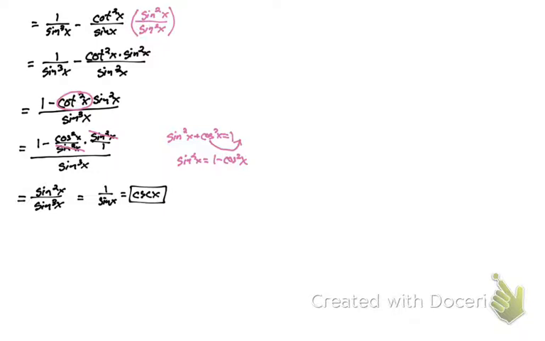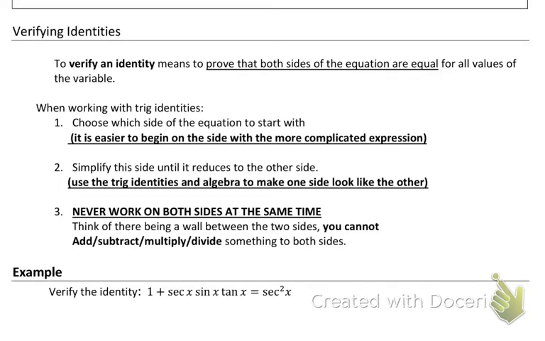Okay, then today I'm going to throw a new word at you. It's called verifying identities. This lesson is not entirely just verifying; in fact, only the last couple of questions are verifying. We're going to go through some more tools that we can use. They're tools we've already used, but we'll define them a little more. To verify means to prove that both sides of an equation are equal.